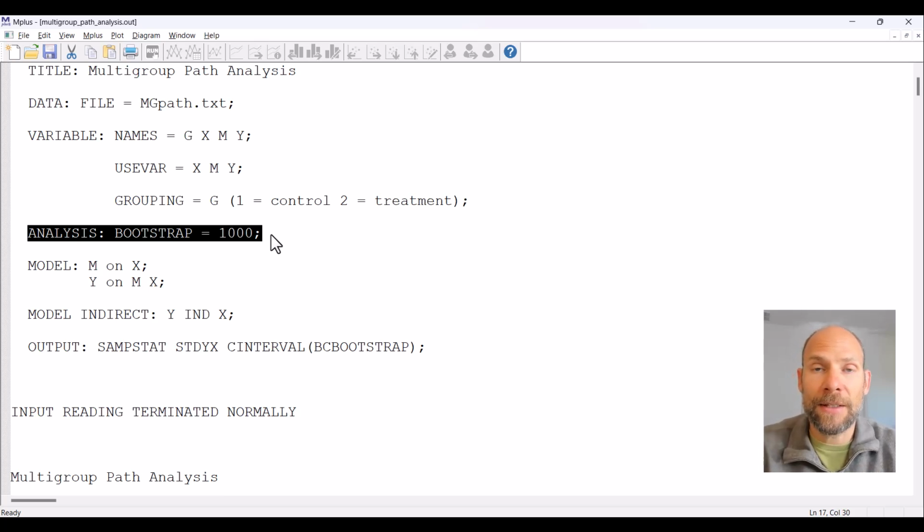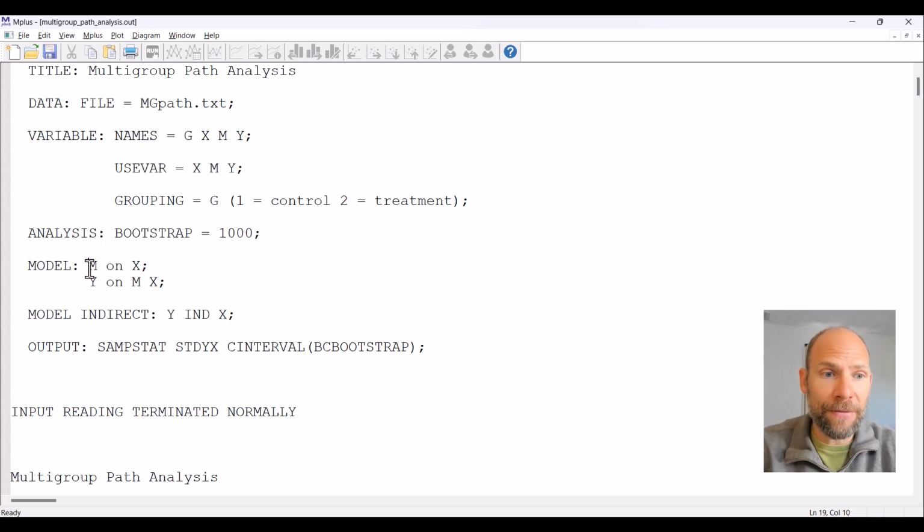The path A is the path from X to M, and then the B path is the path from M to Y. And so the product A times B gives us the indirect effect of X on Y in this model. The model statement here specifies that M, the mediator, is regressed on X, so that gives us the A path, and then the outcome variable Y is regressed on M, which gives us the B path, and on X, which gives us the C prime path in our simple mediation model.